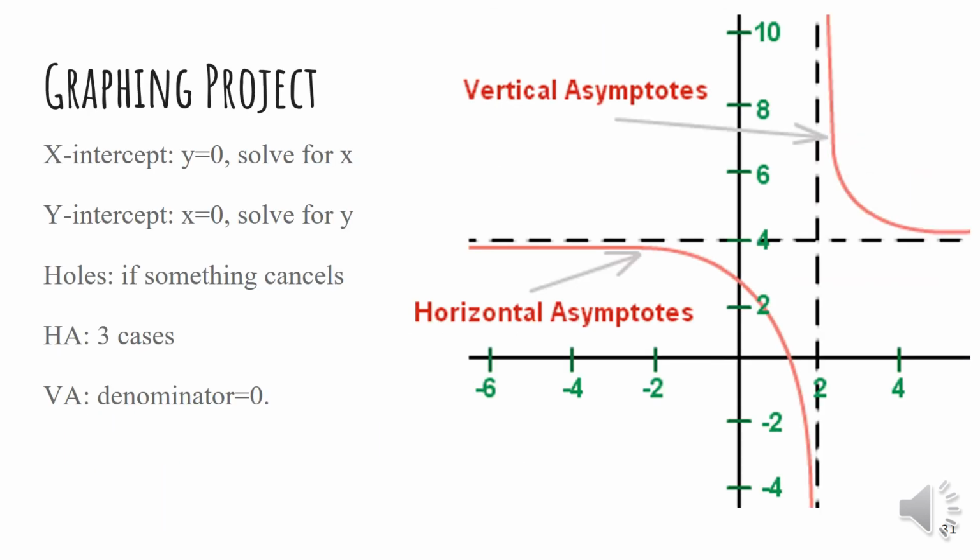Just for review of our test, since we may or may not have done this graphing project at the time you're watching the video, again, our x-intercept is where y equals 0, and we solve for x. Our y-intercept is where x equals 0, and we solve for y. Our holes occur if something cancels. Our horizontal asymptote has 3 possibilities, and our vertical asymptote is when the denominator equals 0.